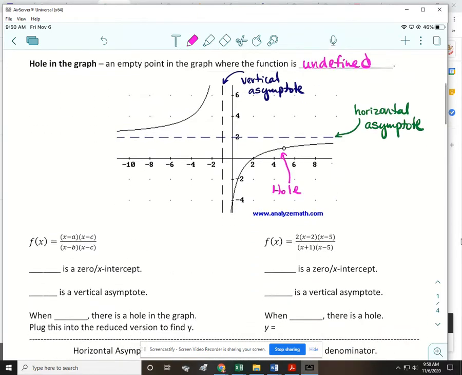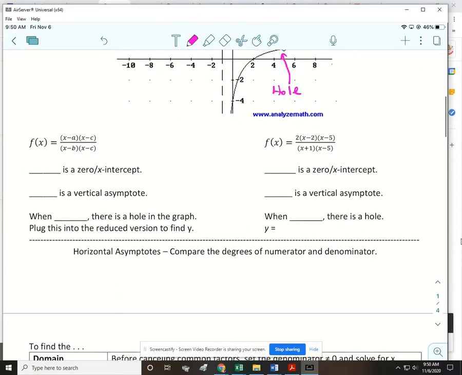All right, so I have a generic form of a function with the factors x minus a and x minus c in the numerator, and x minus b and x minus c in the denominator. One thing that I want you guys to notice is that these x minus c's are in common, so I'm just going to put a box around those.